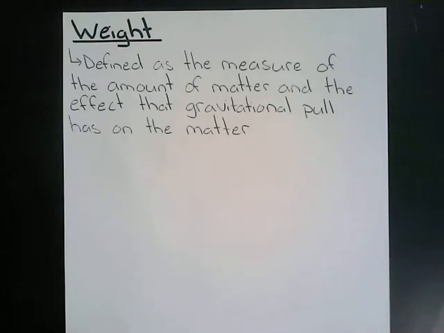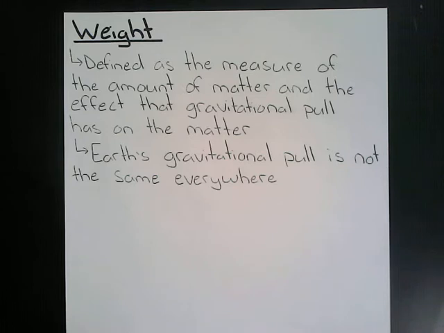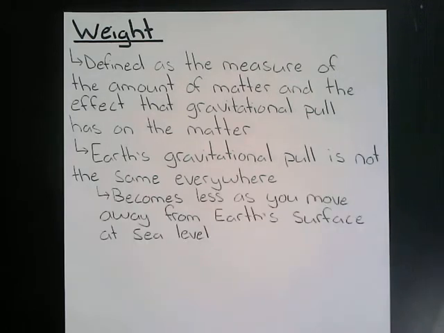So weight is defined as the measure of the amount of matter and the effects of gravitational pull on that matter. Now, something to keep in mind is that here on Earth, the gravitational pull is not exactly the same everywhere. Actually, the gravitational pull on Earth becomes less as you move away from Earth's surface at sea level. And we have to remember the gravitational pull is going to vary depending on where you are in the universe.